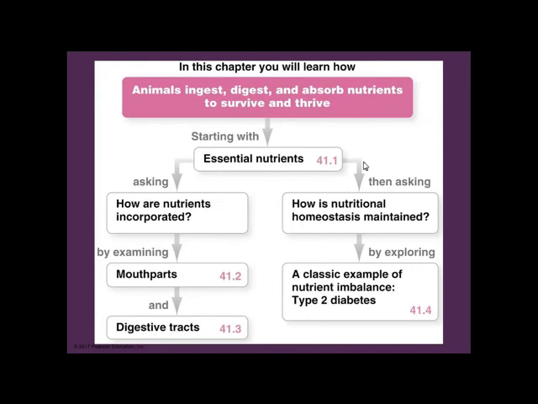All right, so hopefully you learned how animals ingest, digest, and absorb nutrients. We talked about essential nutrients and how they're incorporated. We went through the mouth and the digestion, and then we asked how you maintain nutritional homeostasis and used an example of type 2 diabetes as an imbalance in homeostasis.